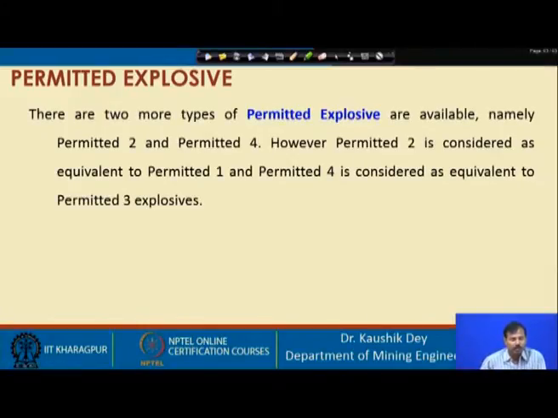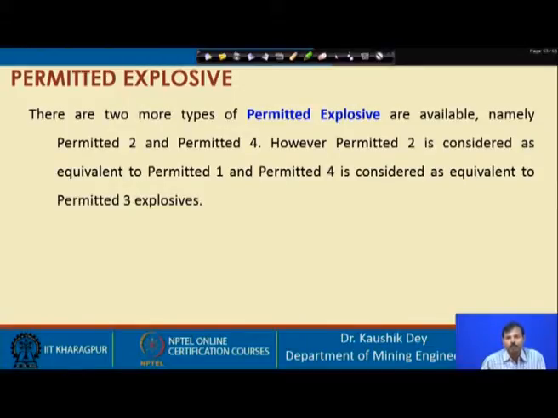So, permitted explosive 1, 3 and 5 are now well known to you. Permitted 1 is for degree 1 cut blasting, permitted 3 is for degree 2, degree 3 cut blasting, permitted 5 is for solid blasting for all degree 1, degree 2, degree 3 mines. But you may ask where are permitted 2 and permitted 4 explosives? Permitted 2 and permitted 4 explosives were basically developed for avoiding the patent problem. Permitted 2 is basically equivalent to permitted 1 explosive, so it was developed to avoid the patent. Permitted 4 is equivalent to the permitted 3 explosive.